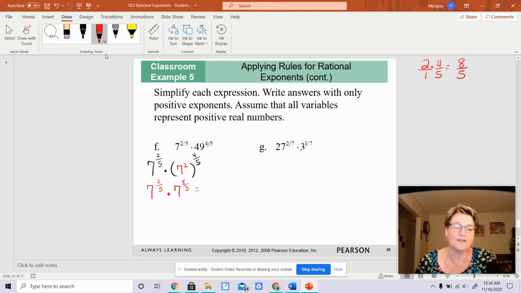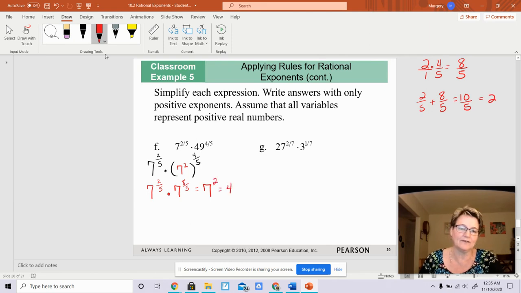Because they're fractions, they have to have a common denominator. So my base is 7. So 2/5 plus 8/5 is 10/5, which gives you 2. So 7 squared equals 49. All right, next one.